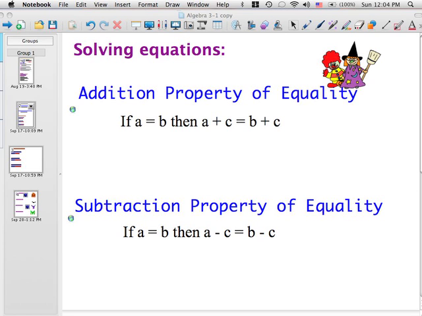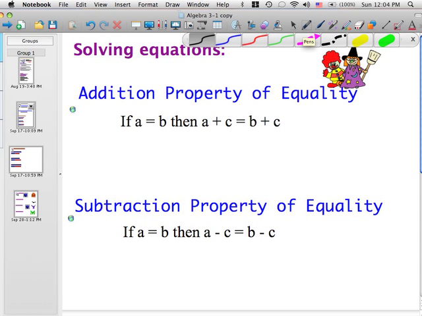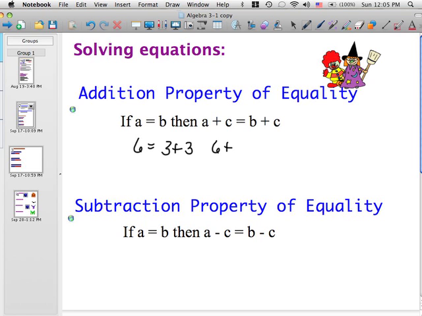We're going to be solving equations, and we're going to use two properties that allow us to do the same thing to both sides. One's called the addition property of equality, which states that if I have an equation, for example 6 equals 3 plus 3, and I add the same thing to both sides, 6 plus 2 equals 3 plus 3 plus 2, I still have the equation. I still have two sides that are equal. 8 equals 8. And that also works with subtraction.